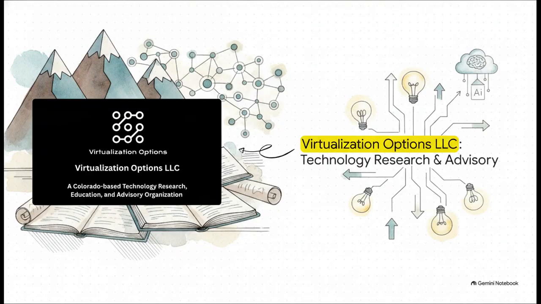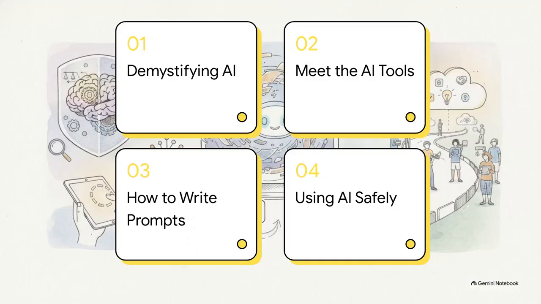Our guide today is based on fantastic source material from Virtualization Options LLC, which is a Colorado-based technology research, education, and advisory organization. They've specifically designed this guide to help older adults take what feels like intimidating, high-tech jargon and just translate it into simple, highly practical steps that anyone can follow. Their entire mission is empowerment through education, which makes them the absolute perfect, credible source to help us demystify this exciting new technology together. So, here is our clear roadmap for today.